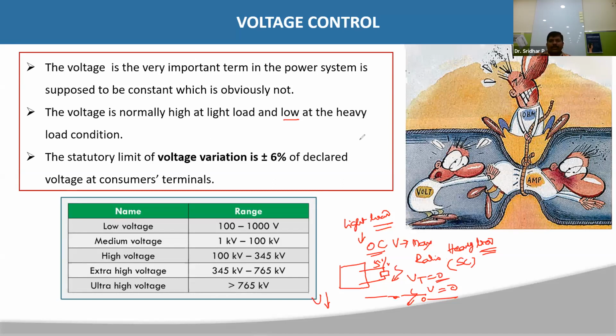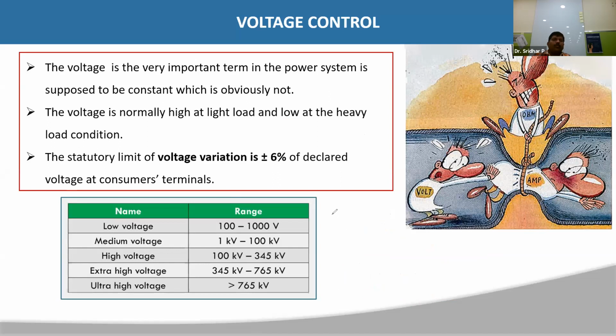Whatever the voltage deviation, as we just discussed, plus or minus 6% is the acceptable deviation in the voltage at consumers' terminals. Here I want to mention that knowingly or unknowingly we are habituated to using so many times the terms low voltage, medium voltage, high voltage, extra high voltage, and ultra high voltage. These are the different names we call the voltages.